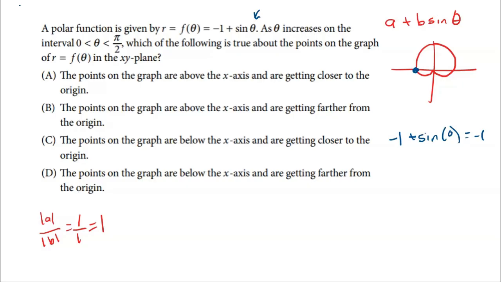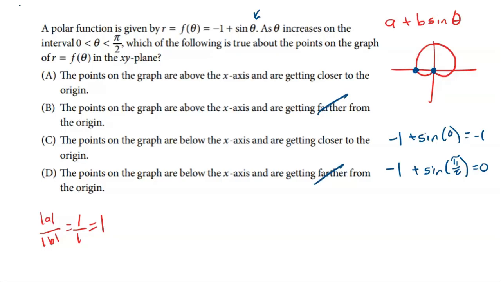Now, what about the end, pi over 2? Let me plug pi over 2 in. -1 plus sine of pi over 2. Sine of pi over 2 is 1, so I get -1 plus 1, which results in 0. So that means I end over here. Now, that means I'm getting closer to the origin because I started at -1 and I ended at 0. I'm not getting further, so I could get rid of B and D.